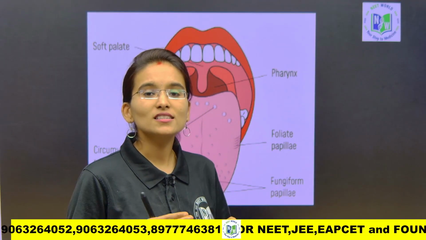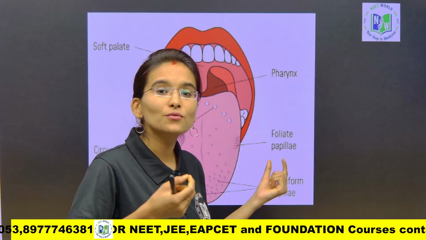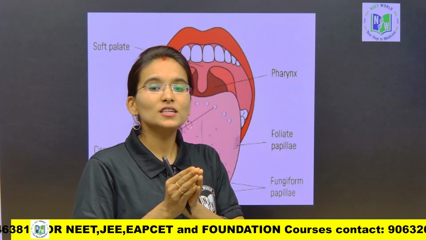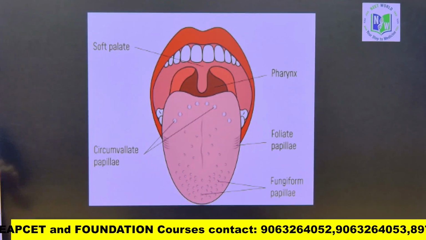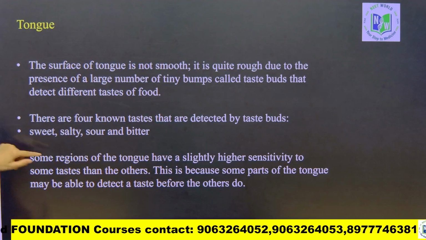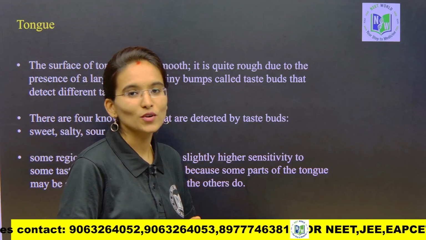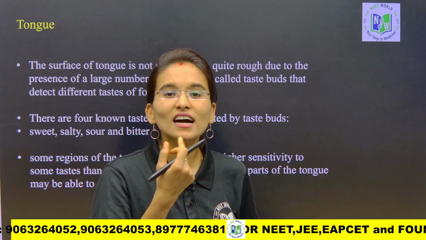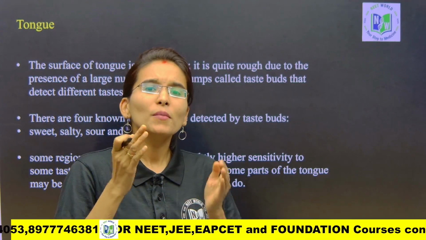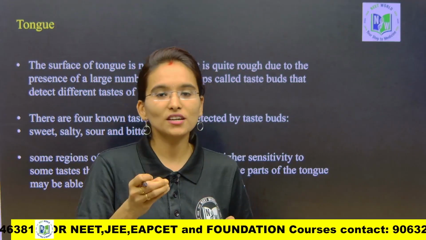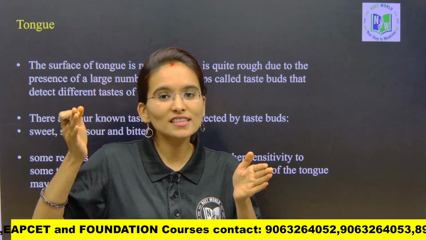But what happens is that sometimes only a few taste buds detect very fast. Some of the taste buds are going to detect the taste of the food very fast. Why do they detect the food very fast, my dear students? Because some parts of the tongue may be able to detect the taste before the others do. Completely, our tongue contains rough structures called taste buds. They are present entirely, but only some taste buds recognize very fast, because when compared to the others, only a few taste buds will recognize faster than these particular taste buds.